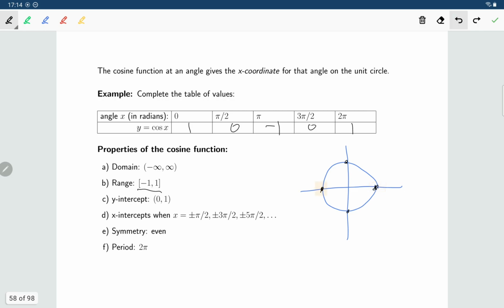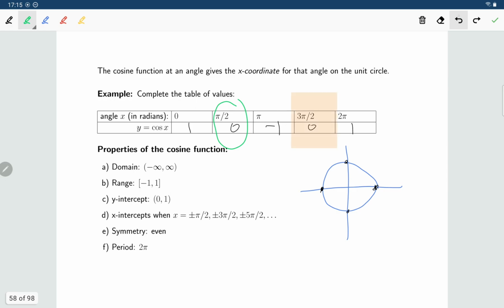We also know that we've got our y-intercept at (0, 1), and that's just coming from our little table of values that we have up top. And we might have noticed that we're crossing the x-axis at odd multiples of pi over 2. At pi over 2 and 3 pi over 2, but it will also be at 5 pi over 2, 7 pi over 2, and so on. Also, the negative versions of those angles as well. So all of our x-intercepts are plus or minus pi over 2, plus or minus 3 pi over 2, plus or minus 5 pi over 2, and so on.